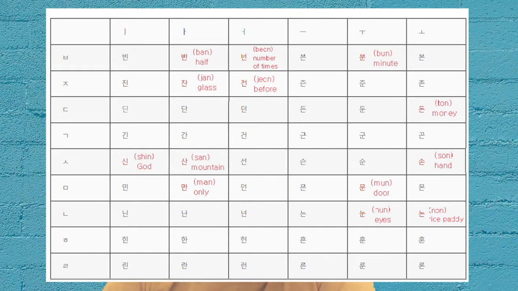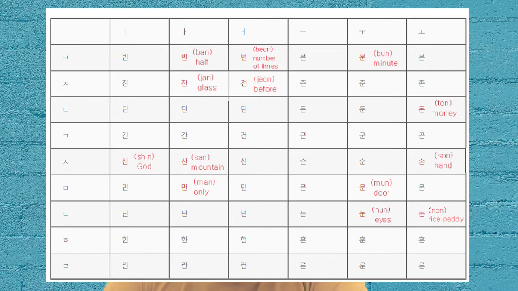And we have the Jin, Chan. Chan is glasses. We have Jun, and John. Okay, we have Tin, Tan, Ton, Tun. Ton is money. And then Kin, Kan, Gong, Kun, Gon. Then Shin is God. Then San is mountain. For example, Halasan. It's Hala mountain in the Jeju Island.